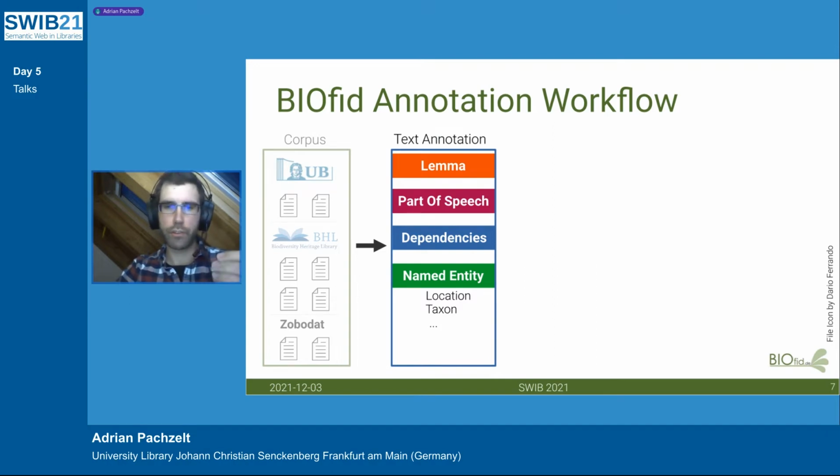Most important is that it will figure out the sort of word. Is it a noun? Is it an adjective? It will sort out dependencies: how are the words related to each other within a sentence? I will come to this later. And of course, the most important thing for us biologists is the named entities. Is this word a taxon? Is this word a location? Is this a person? Is it something else? The named entity recognition hopefully will show us.